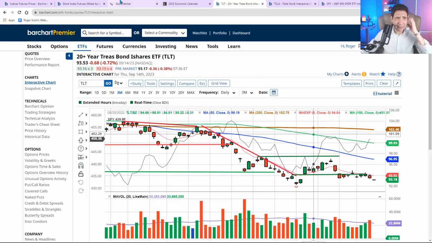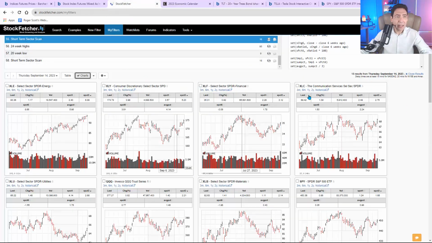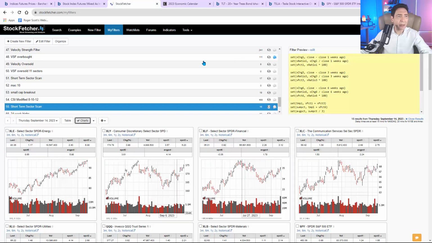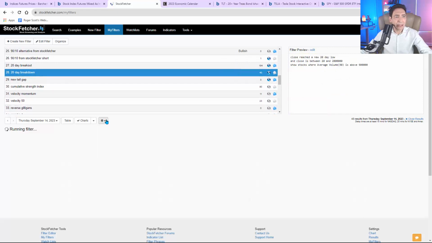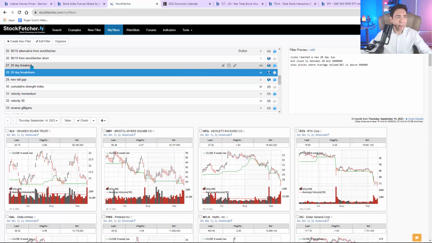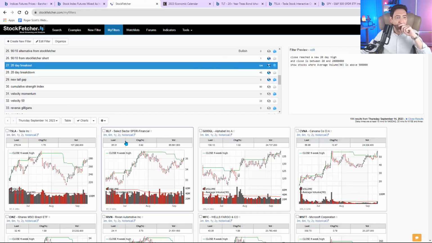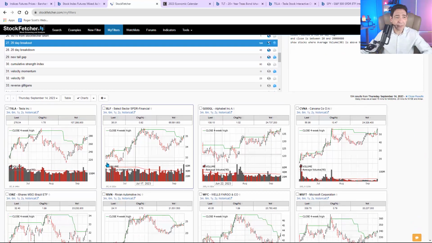Now, speaking of technology stocks, I want to show you something. There's a lot going on right here. I just want to show you the 20-day breakouts to the upside. You can see a lot of very interesting stocks are breaking out. For example, Tesla. It looks like it's got a breakout. I would love to buy Tesla right above this 279, 280 level. I think it's going to go up to about the 290 level.